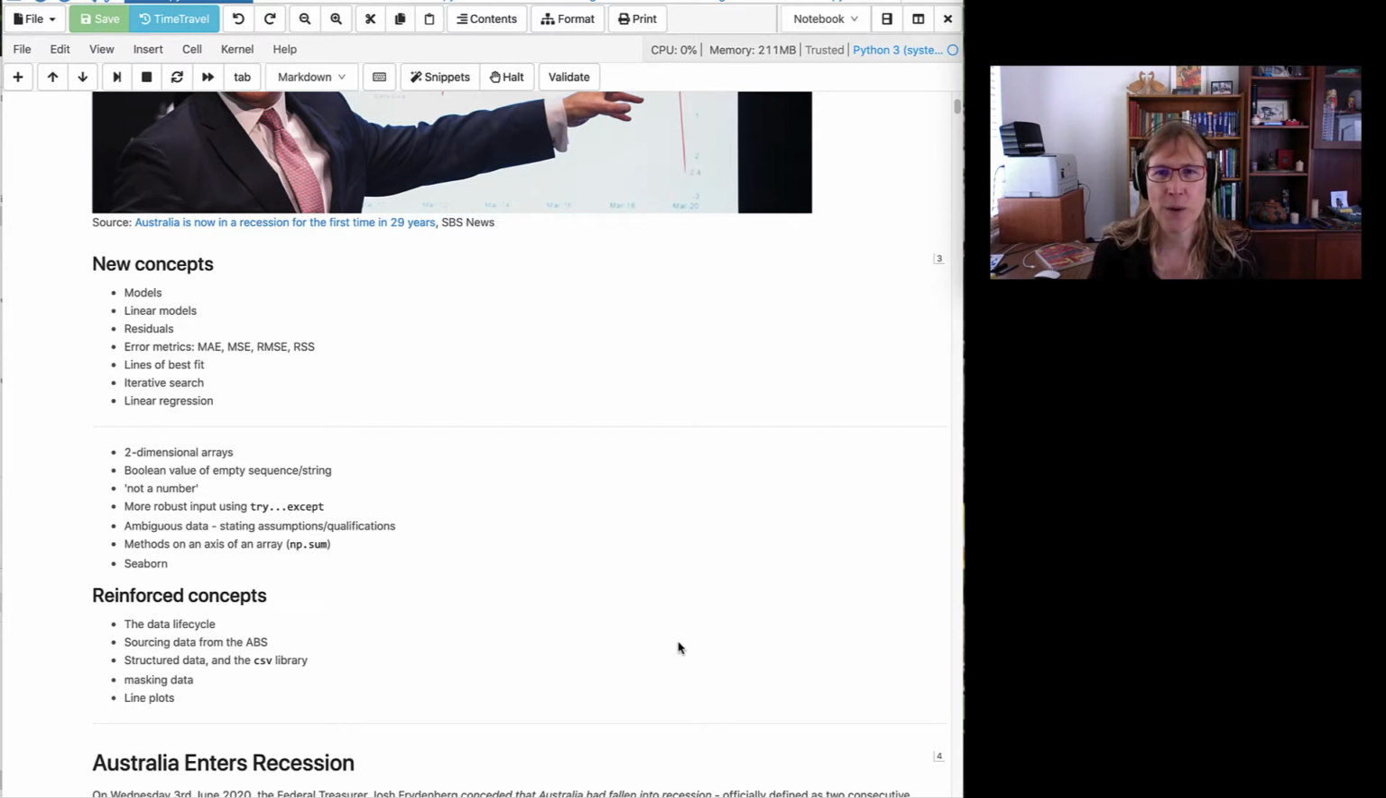We'll also reinforce some of those concepts that we've seen before, and in particular we're going to use the CSV library. We've already introduced that in this week's lab sheet. But we'll have an example of using that here. And in the last case study, we talked about masking data and line plots, and we'll use those again.